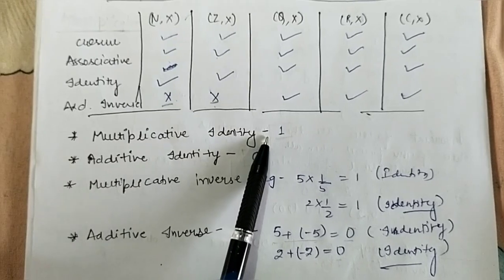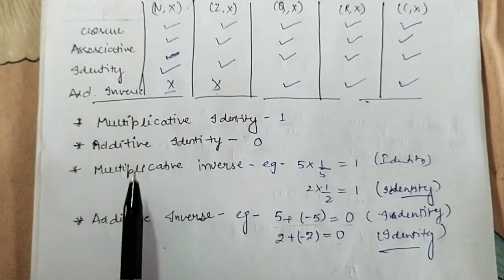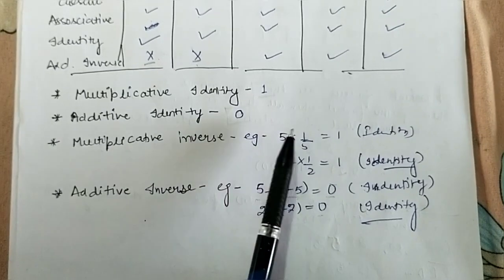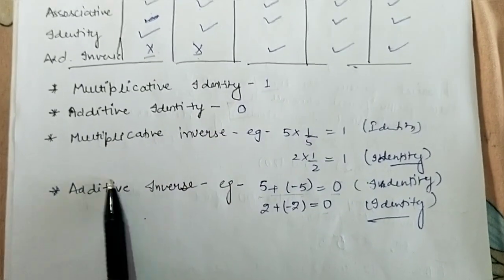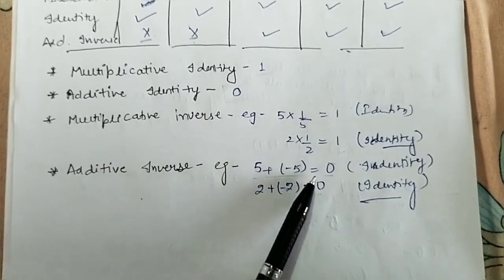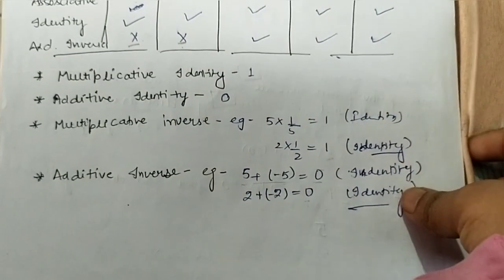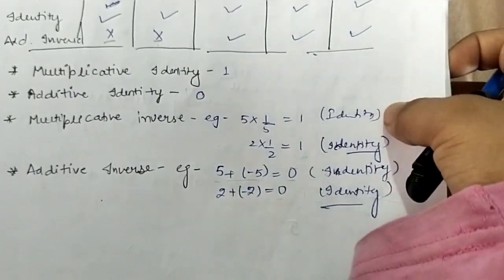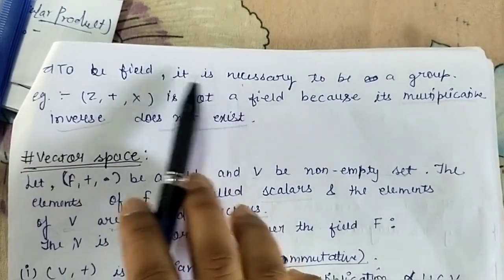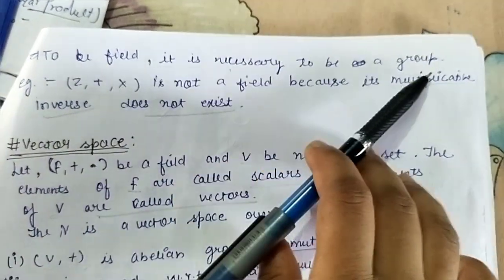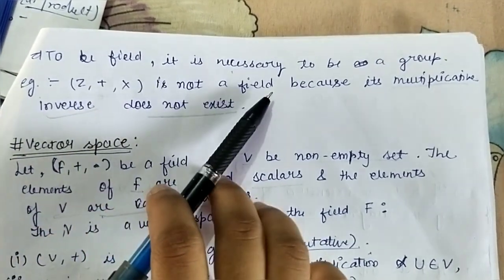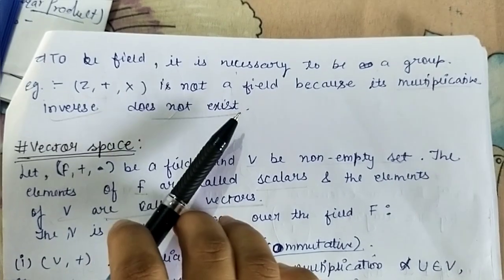Multiplicative identity is always 1 and additive identity is 0. For multiplication, the multiplicative inverse, for example, if we take 5 into 1 by 5 is 1. And additive inverse, for example, if we take 5 plus minus 5 is equal to 0, that is the identity. The multiplicative identity is always 1. Now, to be a field, it is necessary to be a group. For example, Z plus in multiplication is not a field because its multiplicative inverse does not exist.